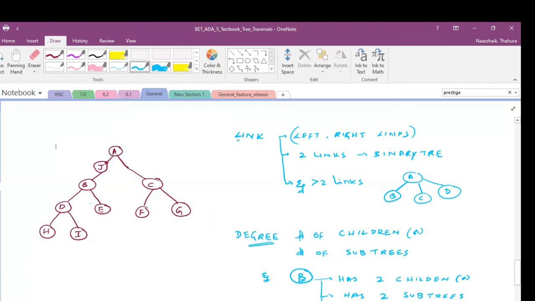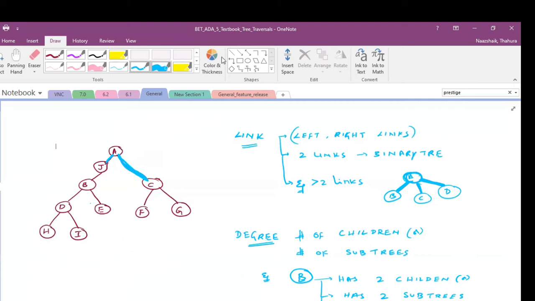Okay. Link. Link is this one. It connects two nodes, right? So these are called links. Here there are two links, so this is a binary tree. Here there are three links. In this example, there are three links connecting the parent to the child. So this is not a binary tree, because it has more than two links.